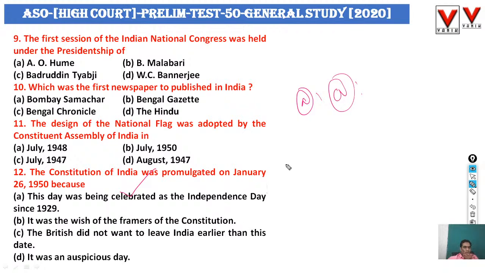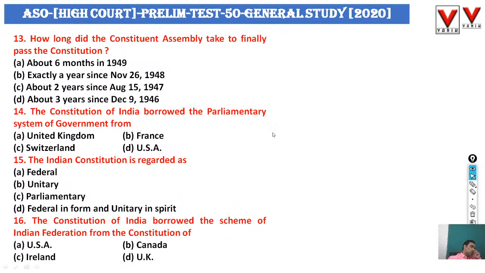Then we are going to proceed further, and that is question number 30, and it is talking about how long the Constituent Assembly took to finally pass the Constitution. It took 2 years, 11 months, and 18 days. So the right answer is D.